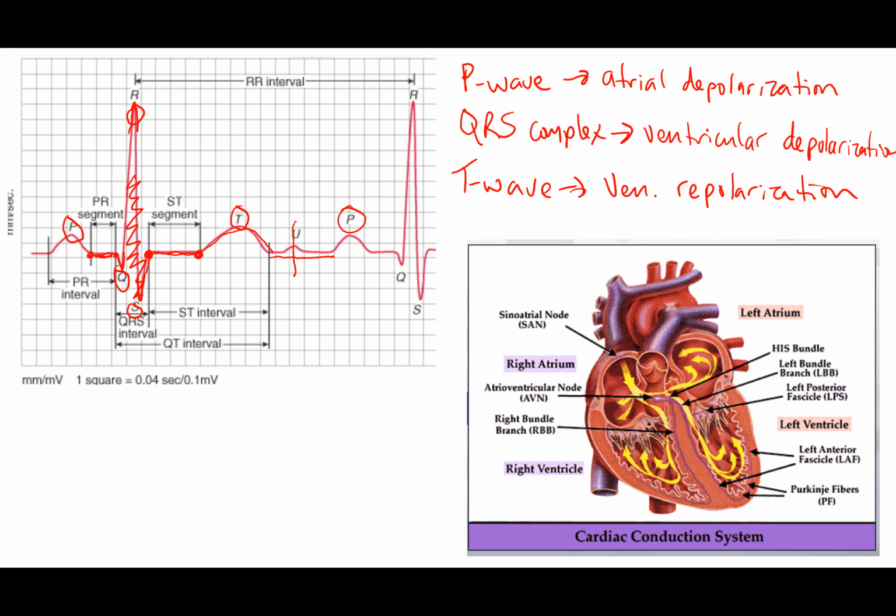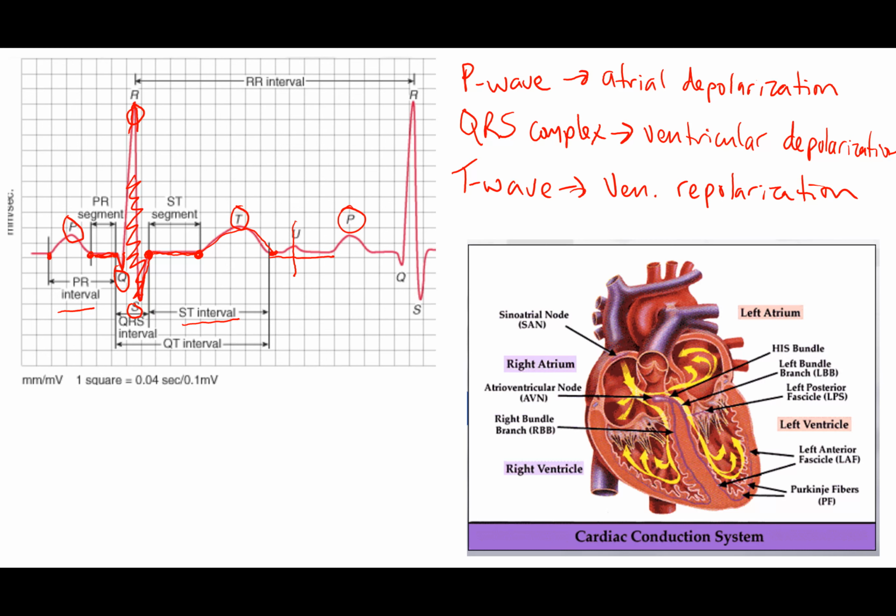We have another couple of intervals that we like to talk about. That means how much time elapsed between the beginning of something and the beginning of something else. So when we talk about the PR interval, we're saying how much time from the beginning of the P wave to the beginning of the QRS, and we call that the PR interval. And then we can do the same thing from the QRS to the T. We're going to say how much time elapsed from the end of the QRS to the end of the T, and we'll call that the ST interval.